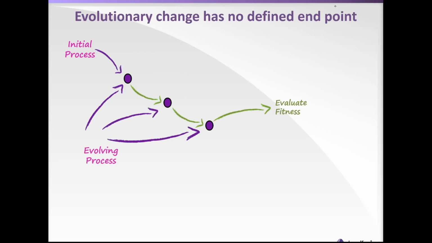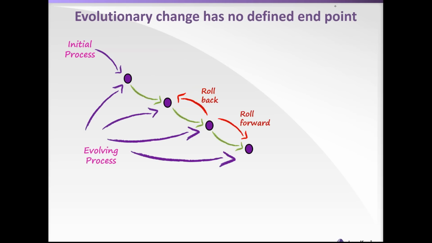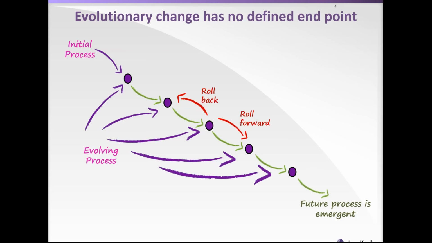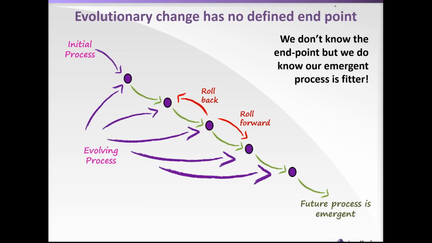And from time to time, we might discover that a change we've made isn't good, so we have to roll it back. Not every change that you make can be rolled back. So there are some situations where there's no choice but to roll forward. And all the time, we just keep evaluating what we're doing against the customer's fitness criteria. And we keep making changes, and we go on forevermore. The future process is emergent. There's really no end point in this kind of change. It's just continual evolution.